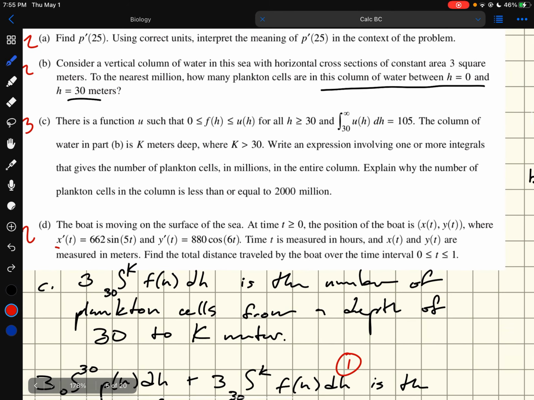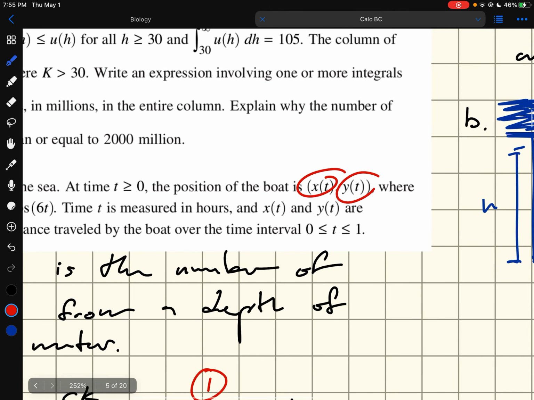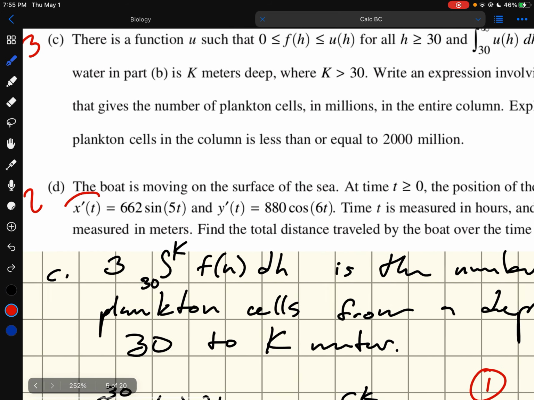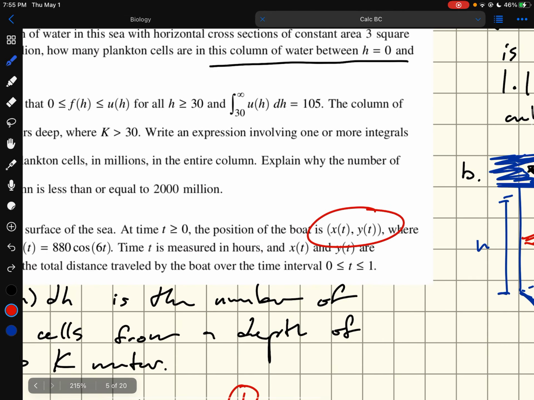And they gave us the derivative of both of them. And then what they want us to find is the total distance traveled by the boat. So we don't know what x and y are, but the regular x and y would give us the position. But we do have these x prime and y prime. So what we want to do is integrate both of them to get to x sub t, y sub t, and then that'll give us this point.